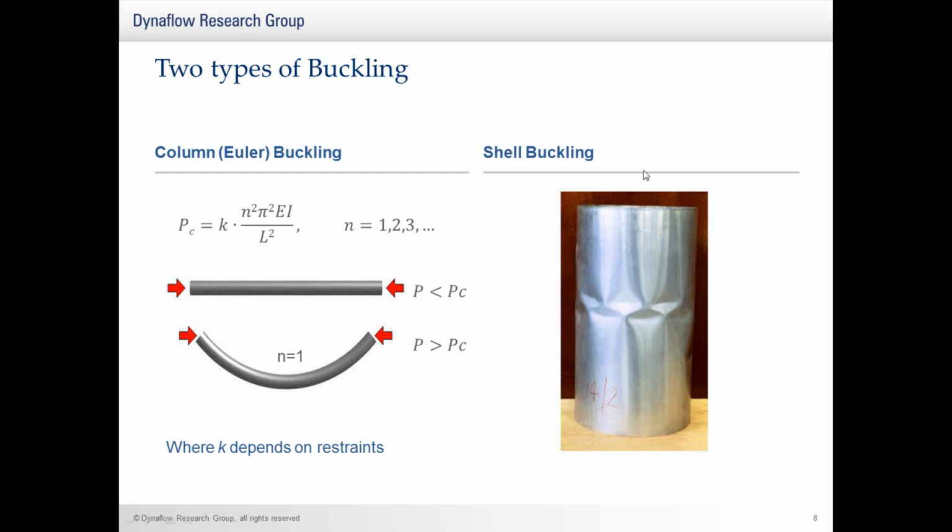The second type of buckling I want to talk about is shell buckling. And here you see a vessel that's also been loaded in compression. But here you'll see that column buckling has not occurred given the short length of the column. Instead, you'll see local shell buckling, where there's a series of lobes or sine waves that run in the circumferential direction around the vessel.